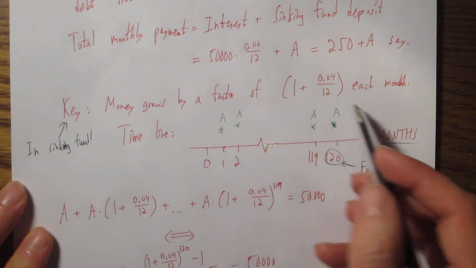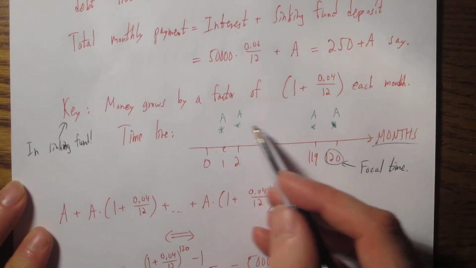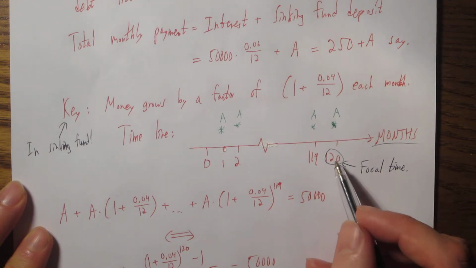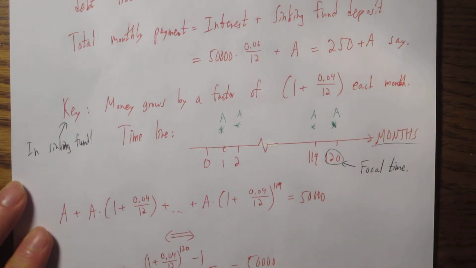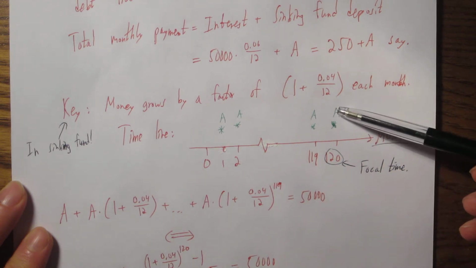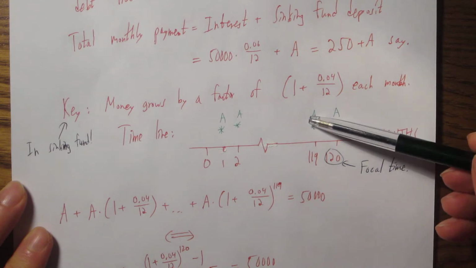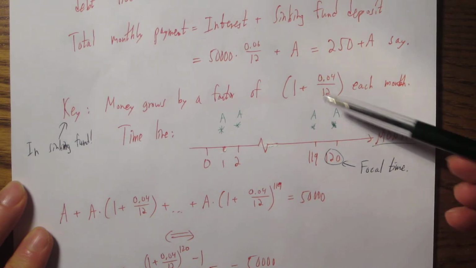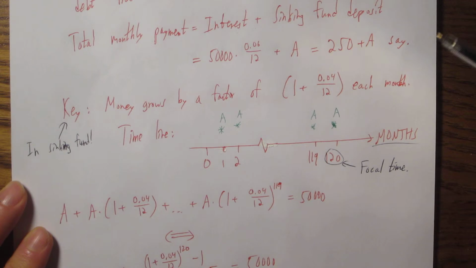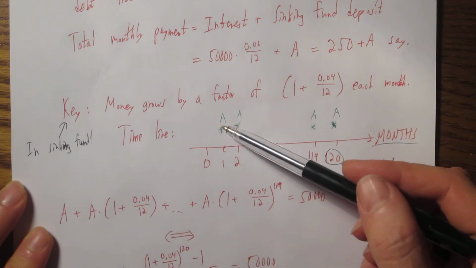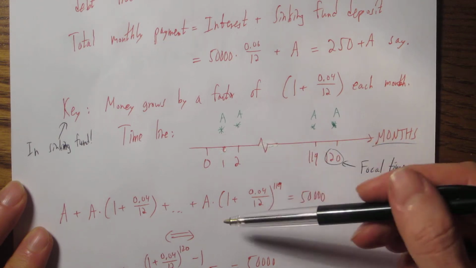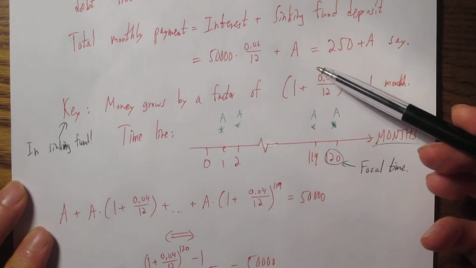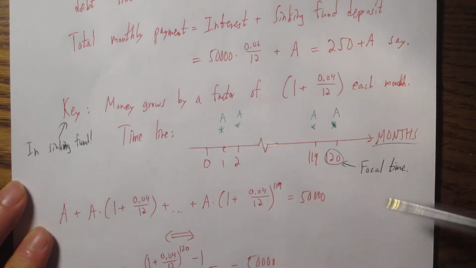But you can't just say this is 120A, because they need to be pulled forward to the focal time, 120, using the key. So this will have future value A, trivially. This one will have to be pulled forward once, so you multiply by the factor one time. This guy needs to be moved forward 119 steps, so you multiply that A by the factor 119 times, and so you get an equation.